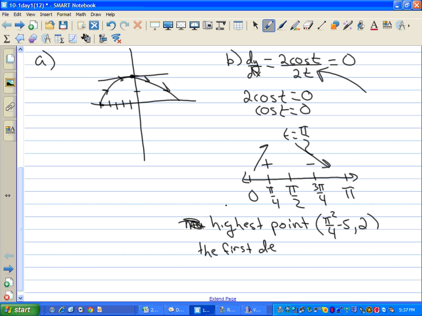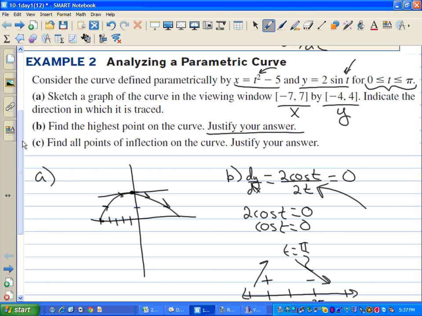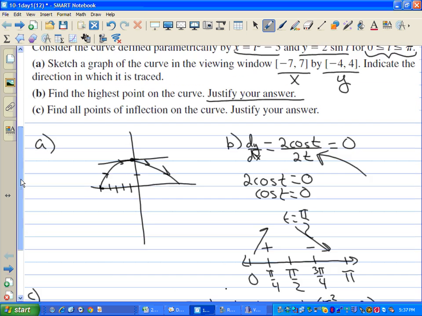The first derivative changes from positive to negative. And there we go, there's letter B. I'll put letter C off to the left over here. Find all points of inflection on the curve and justify your answer.